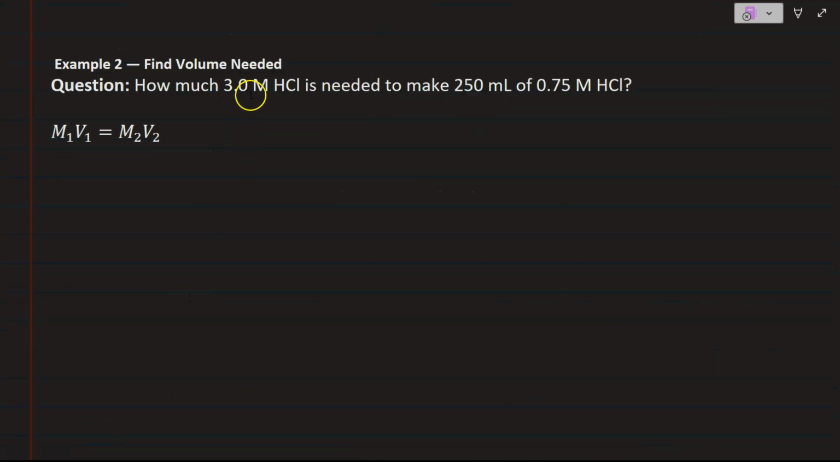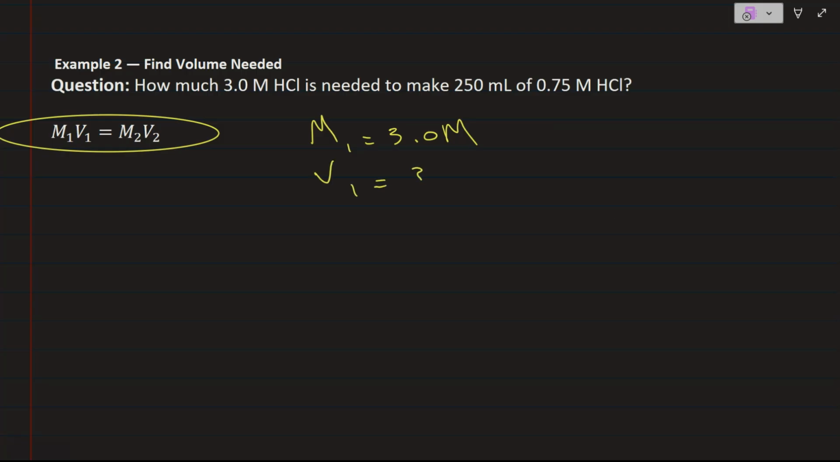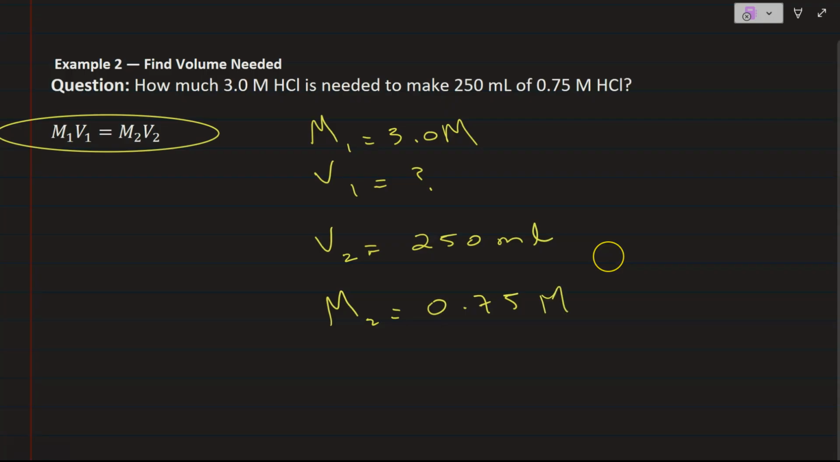How much 3.0 molar hydrochloric acid is needed to make 250 milliliter of 0.75 molar HCl? All right, so what do we know? We're going to use the dilution formula again. M1 is equal to 3.0 molar. V1 we don't know, but V2 we do know, that is 250 milliliter, and we know the molar concentration is 0.75 molar after the dilution. All right, let's plug it in.